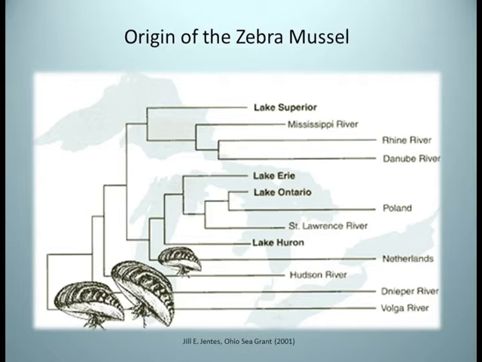Lake Superior's populations had the closest genetic link with the founding populations from the Rhine River, while the samples from Lakes Huron and Erie seemed to be related to those from the Netherlands and Poland. Lake Ontario showed Poland as a founding species, and the Hudson River mussels appeared to be different from all North American samples except Lake Superior's.